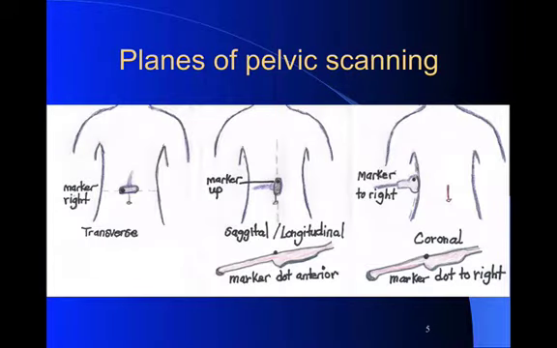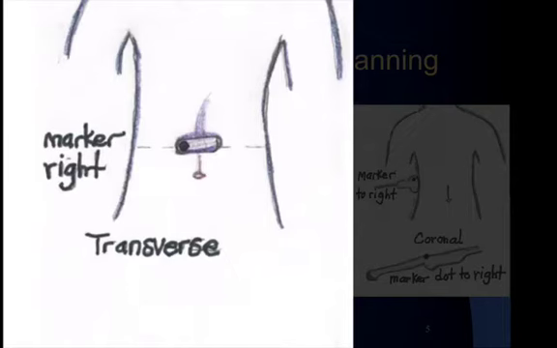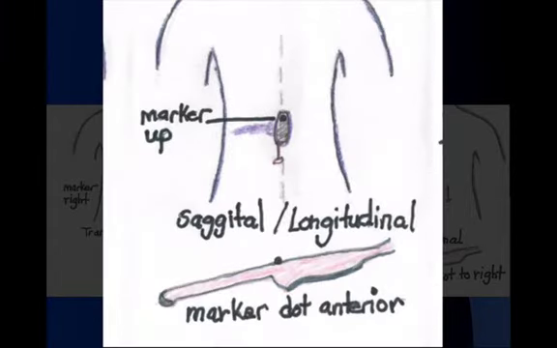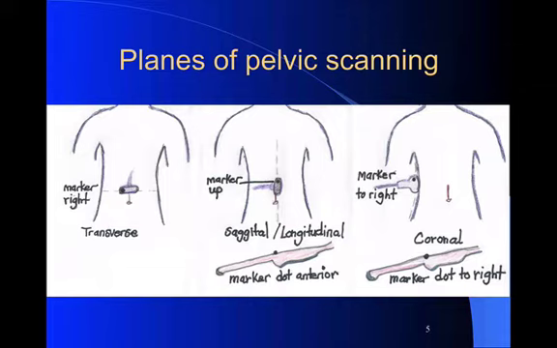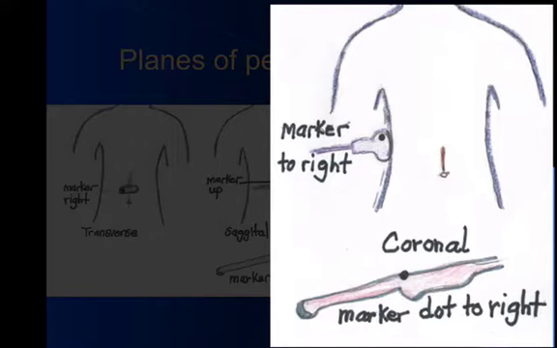Here again are the planes of pelvic ultrasound and where we would place our marker dot. Transverse, we would place our marker dot to the right. A long view on the abdomen would be if we place our marker dot towards the head, and this would be the same for transvaginal scanning. For the coronal view, we will place our marker dot to the patient's right.